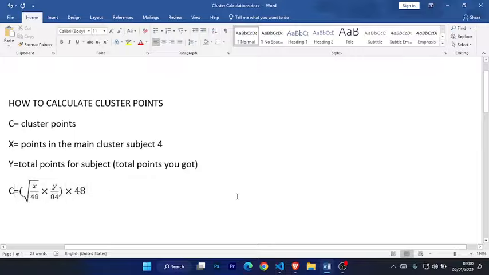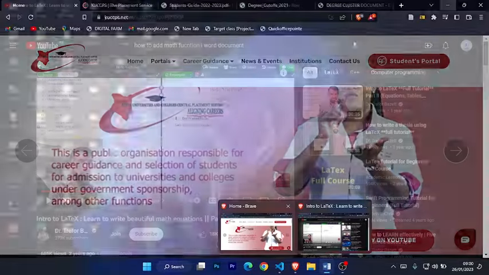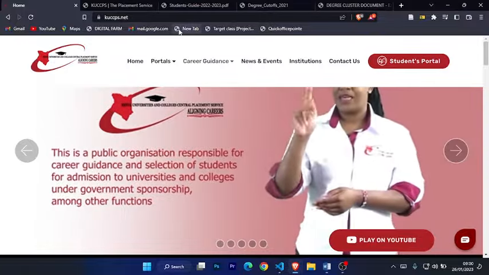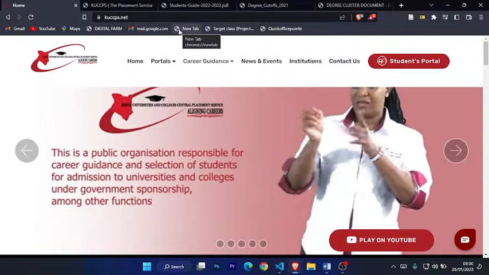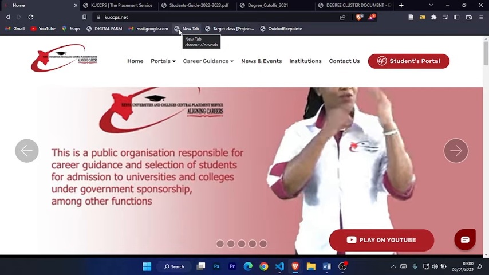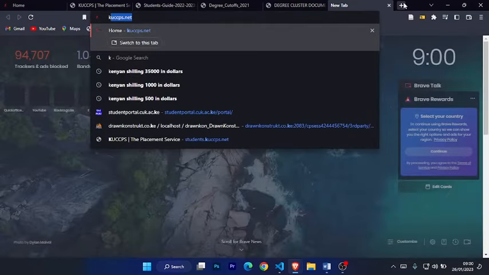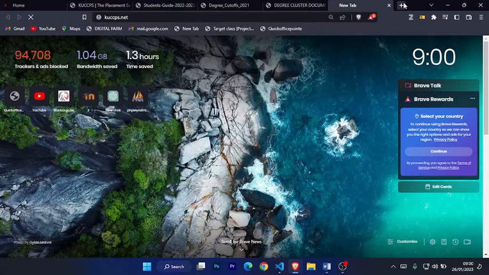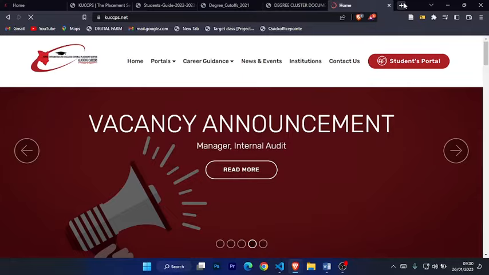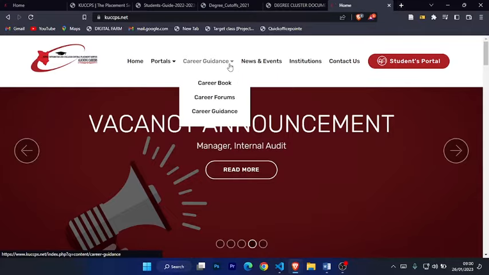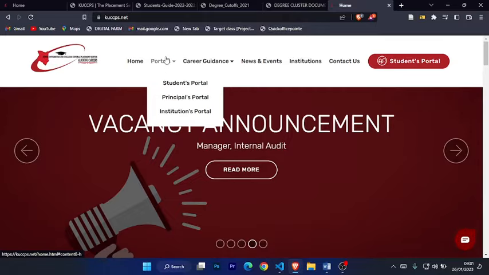For now, if you want to know more about the cluster subjects and the cluster things, you just go to KUCCPS.net, maybe Google KUCCPS.net. You will get so much information from this one. You can take your time and read, walk through everything. But for now, I'll be showing you simple steps you can follow.